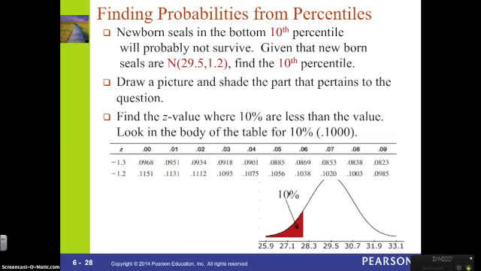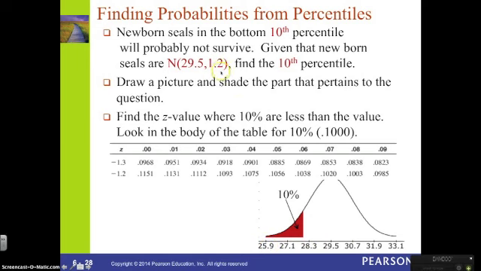We're going to draw a picture and then shade the part that pertains to the question. Now you notice again I marked this off. Here's your mean at 29.5, and we went one standard deviation out for 3 marks. That's because almost all your data is within 3 standard deviations of the mean, and the same thing over on this side, 3 marks below, each one going by a distance of 1.2.